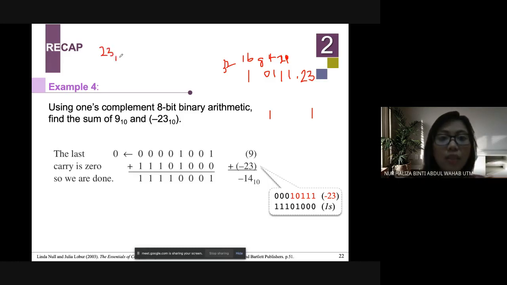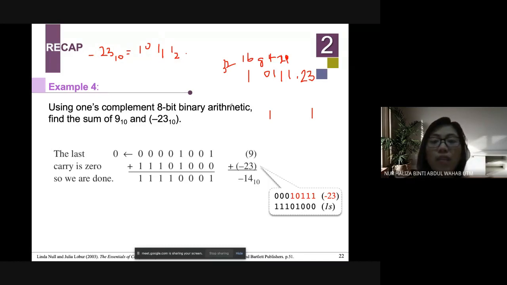23 in decimal, base 10. You convert it into binary, you will get 10111. You can use your calculator. I don't have a scientific calculator. If you convert it directly, 23 without the sign in front, you will get 10111. Correct, right?